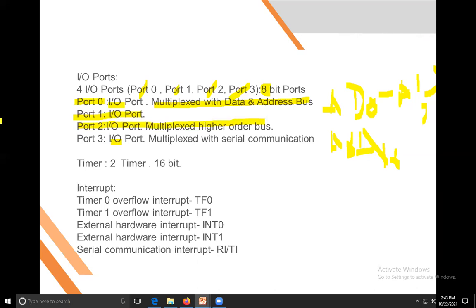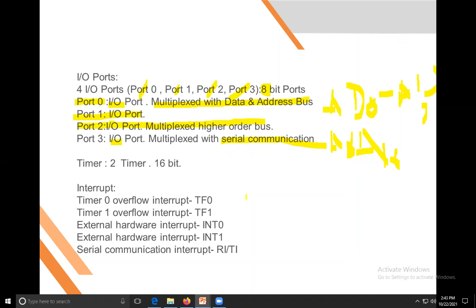Then port 3 is multiplexed with serial communication, which we will discuss briefly later. So only port 1 is not multiplexed. In your online examination, they may ask which port is not multiplexed. Port 1 is not multiplexed in your 8051, but all other ports are. Port 0 is multiplexed with the lower order data bus and address bus, port 2 is multiplexed with the higher order address bus, and port 3 is multiplexed with serial communication. So you have to remember these things.